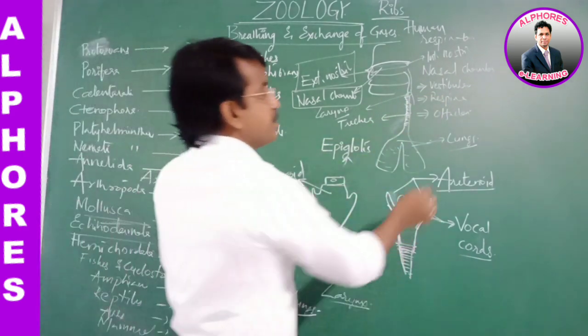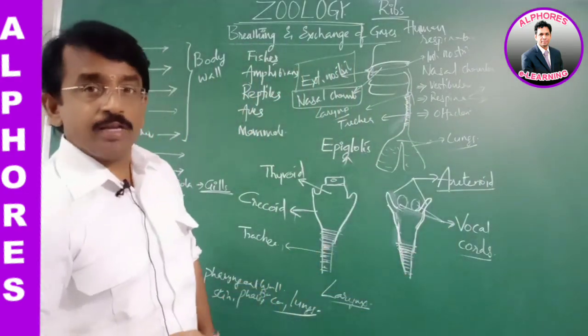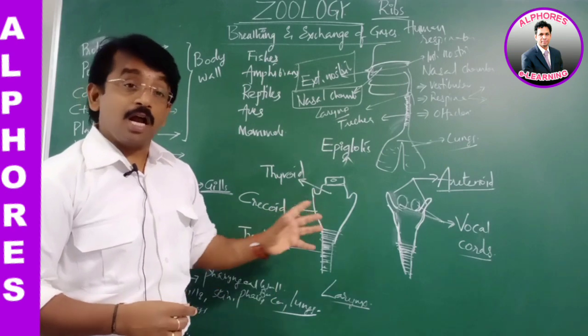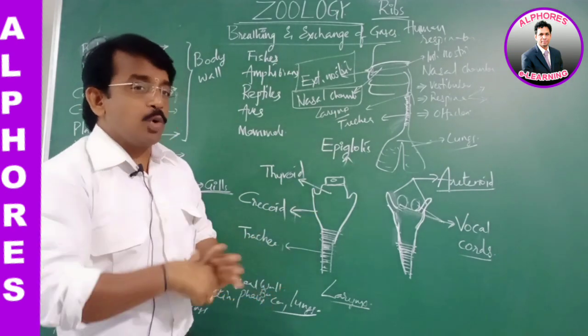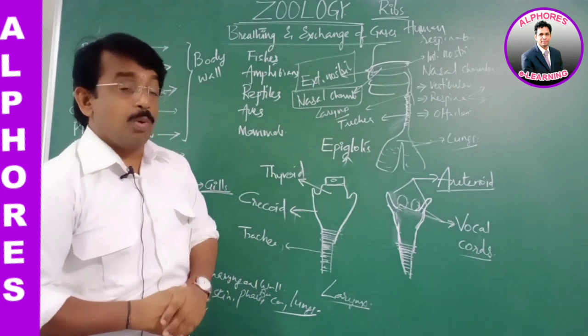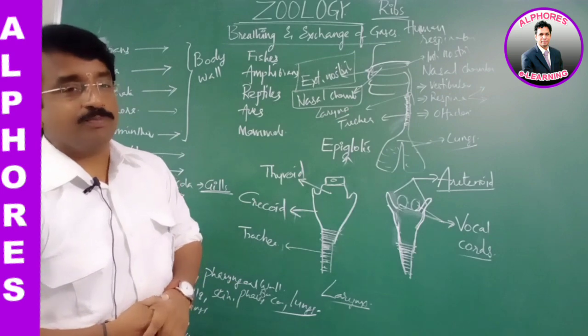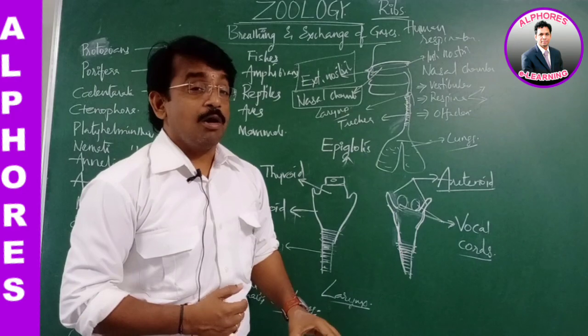The respiratory part is vascularized and glandular such that it secretes mucus. Vascularized means it is associated with blood.